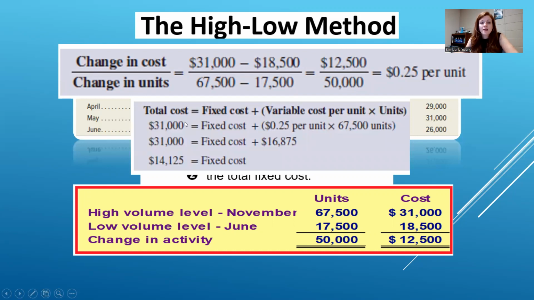So in this example, we're using the highest. So we said the highest cost us total dollars of 31,000. And then that's going to equal our fixed cost plus our variable cost times the number of units. We know our variable cost was 25 cents times the 67,500 units that they produced in November. So 25 cents times the 67,500 means that we spent $16,875 on variable costs. That must mean the difference is the fixed cost, which was $14,125. You could have plugged in the total low cost and the total low units, and we still would have come up with the same fixed cost.